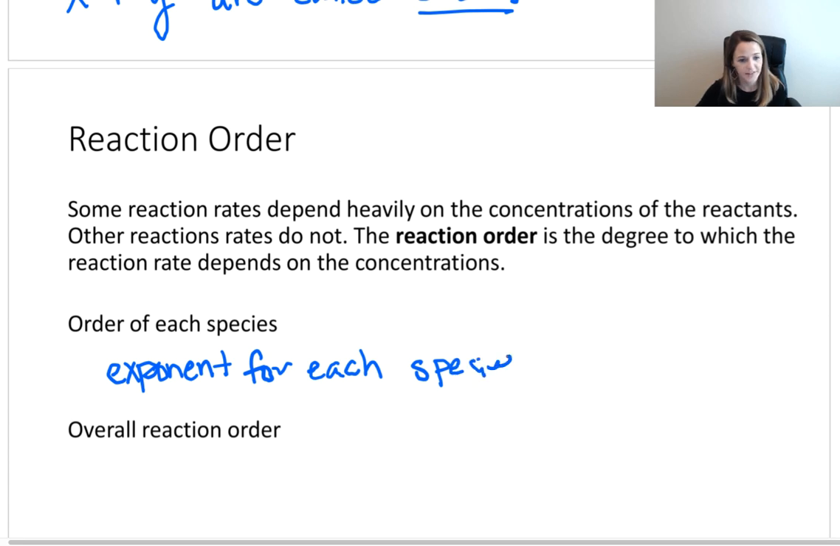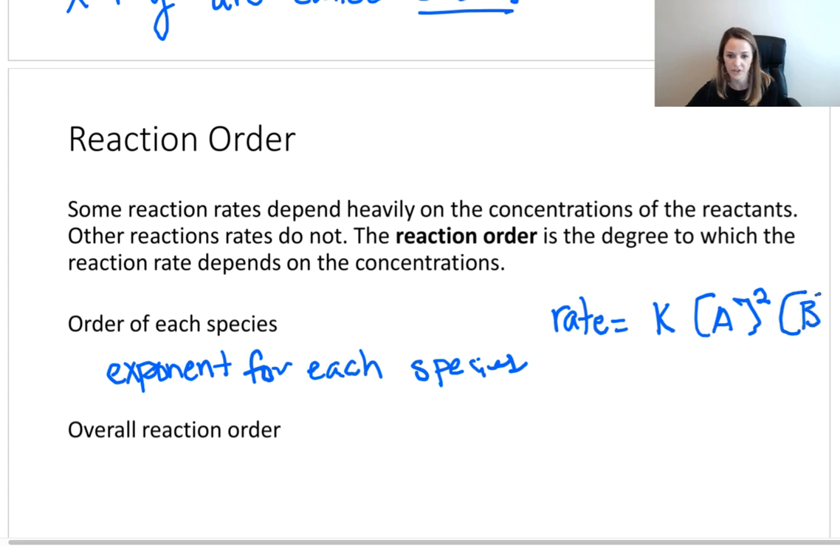Okay, so in our last example, wow, this pen is terrible. So in our last example, we had rate, which is equal to k times A, and let's just say it's squared, and then we'll multiply it times the concentration of B.